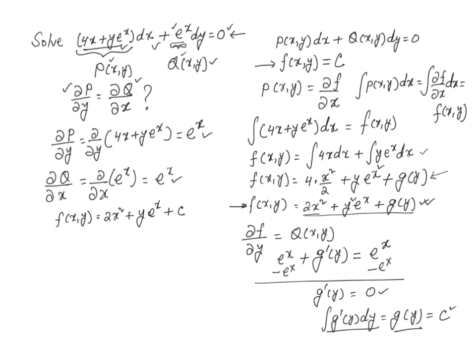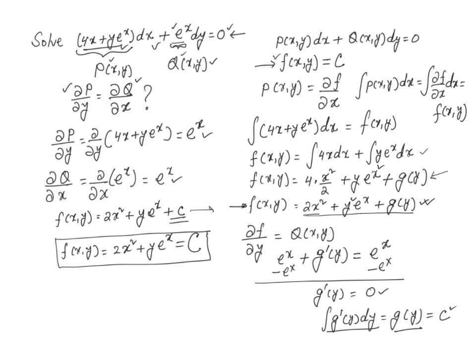Now we can rewrite this equation in this format. Let's say f of x comma y is equal to 2x squared plus y e to the power x. This constant, I'm just going to ignore it and put a bigger constant, uppercase C, because if I move it to the right, it is going to be subtracted from the other constant this function is supposed to be. So we can just combine it and come up with a constant C. So in essence, this is the solution to this differential equation.